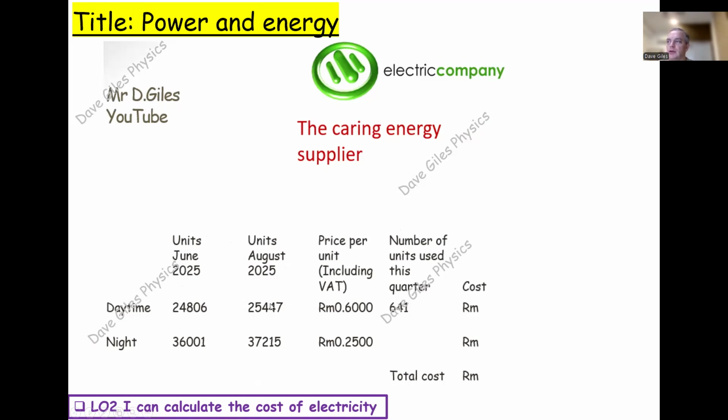So you can see the number of units used was 25447 minus how much it was at the start of June, so how much it had already been paid for, 24806. That was a difference of 641 units. So the total cost for the daytime is 384.6 ringgit. Have a go at the nighttime to see if you can also get the total cost. I'll put the answer on in a few seconds. Okay, so this is a quarterly bill, something that's maybe not used too commonly anymore, so every 3 months, of 688 ringgit and 10 cents for the electricity for 3 months.